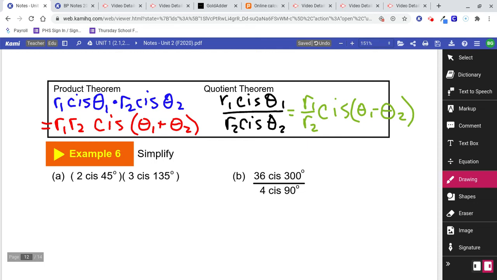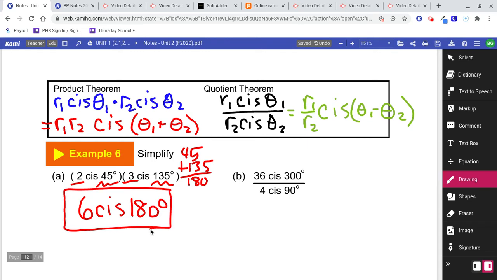Part A is the product theorem. So literally all we're going to do is multiply the two r numbers. 2 times 3 is 6. And add the two angles, 45 plus 135 is 180. You're going to get 6 cis 180. That's it. That's all there is to it.